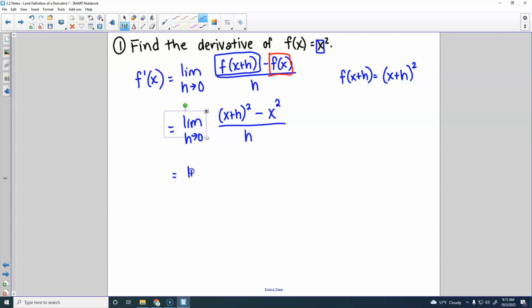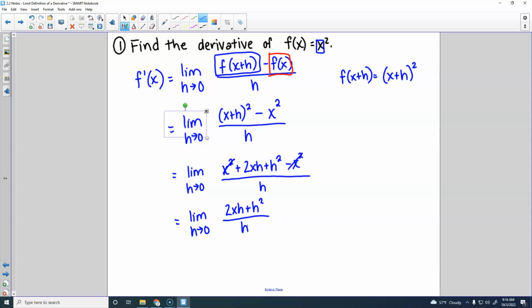If I square this, I'd get x squared plus 2xh plus h squared minus x squared all over h. What is going to happen with my x squareds there? They cancel. So I've got the limit as h approaches 0 of 2xh plus h squared all over h. What do I have to do now? Pull out an h. Now my h's can cancel.